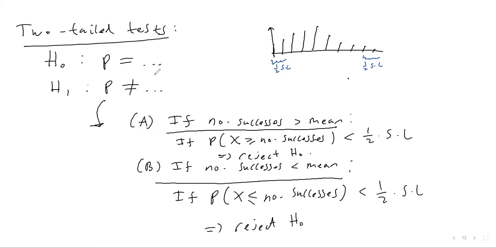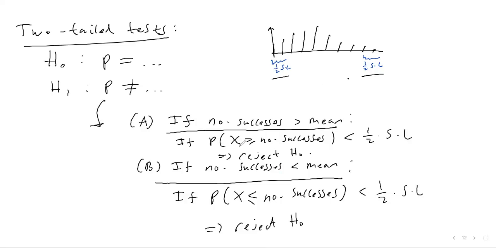With a two-tailed test, remember that your significance level is split in half. So half of your significance level is devoted to the lower end of your discrete binomial distribution. The other half is dedicated to the top end. So remember, if the number of successes that you get from your data is bigger than your mean, then you want to do this calculation here.